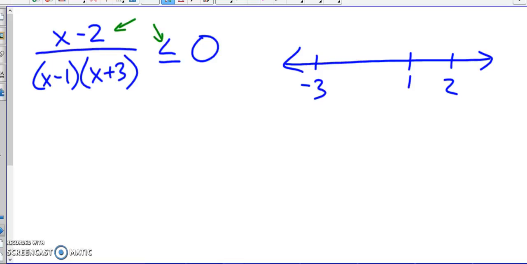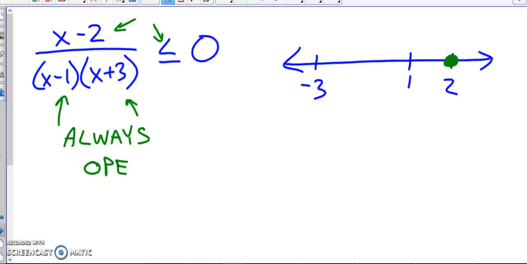So, since this one is less than or equal to, the one at 2 gets a closed dot. However, division by 0 is bad. So when those two are 0, the whole thing's undefined. So no matter what the inequality says, the ones off the bottom are always open.